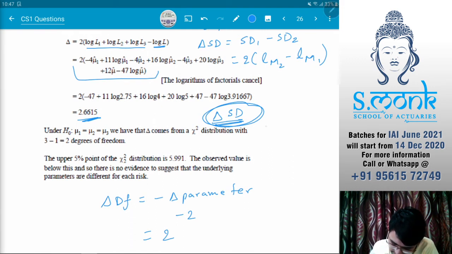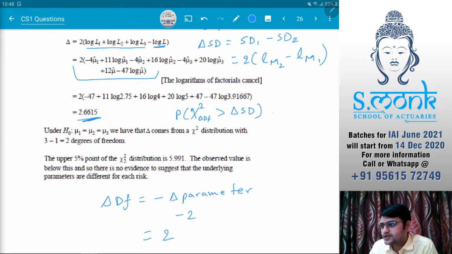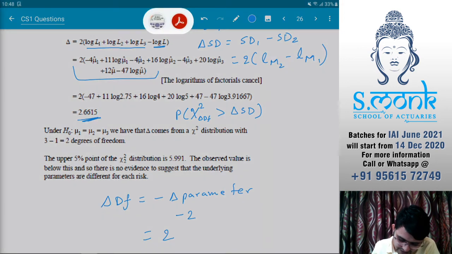You calculate the p-value as the probability that chi-square with the change in degree of freedom is greater than the change in scale deviance. This is how you will calculate your p-value. If the p-value is greater than 5%, then model 2 is better than model 1. If your p-value is less than 5%, usually we compare it to 5%, then your model 1 is better than model 2. In this case, most likely the p-value is less than 5%. Let's see.